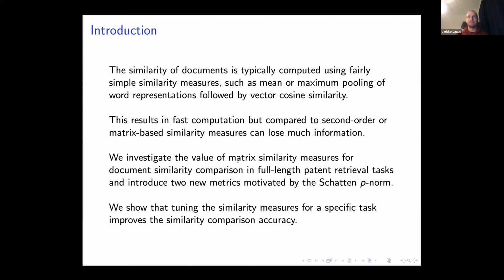So we investigated the use of different matrix similarity measures in this full-length document comparison task, and especially in the patent retrieval task. We introduced these two new metrics motivated by the Schatten p-norms, which are singular value-based norms, hence the name of the presentation. And we show that we can fine-tune these metrics to improve the results, at least in this full document patent search case.